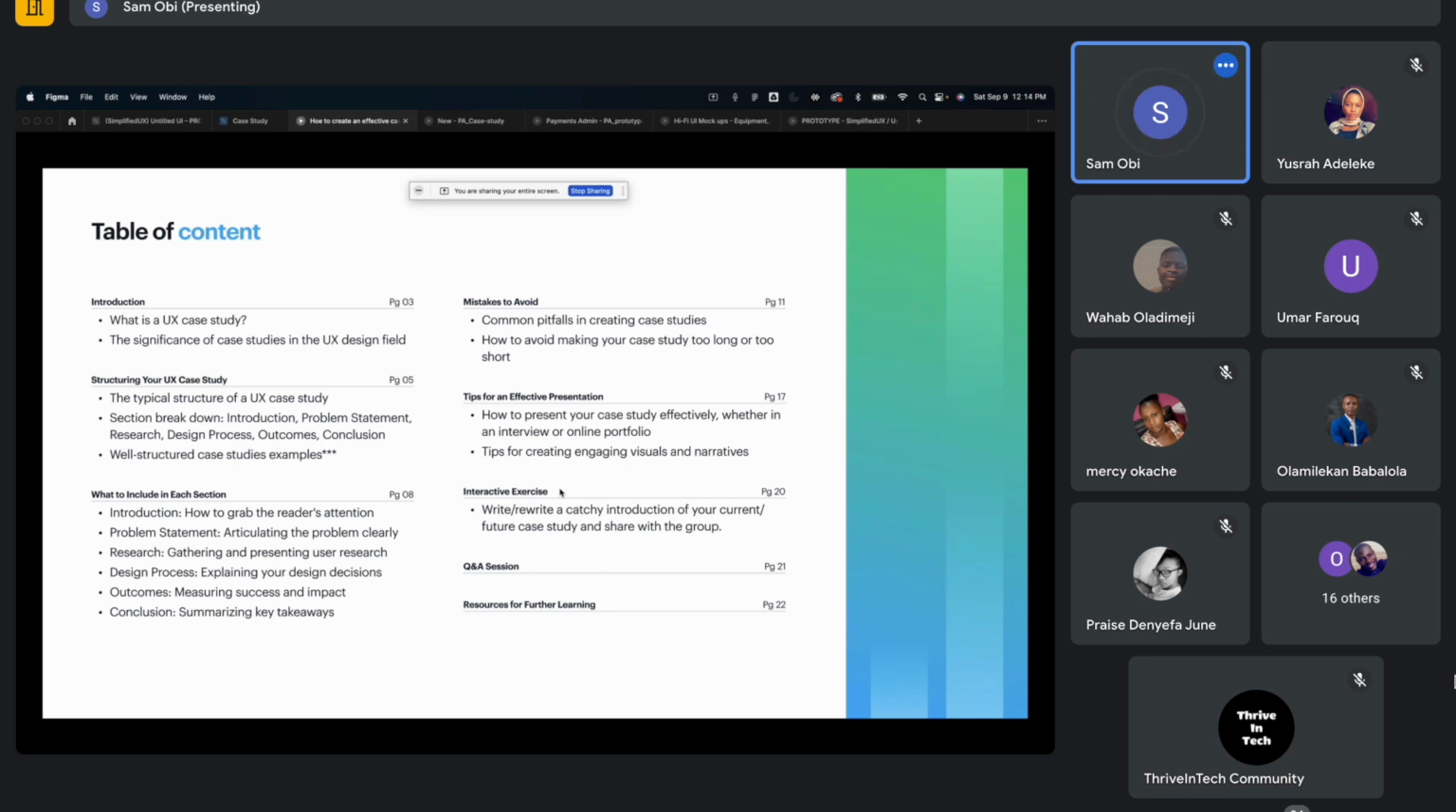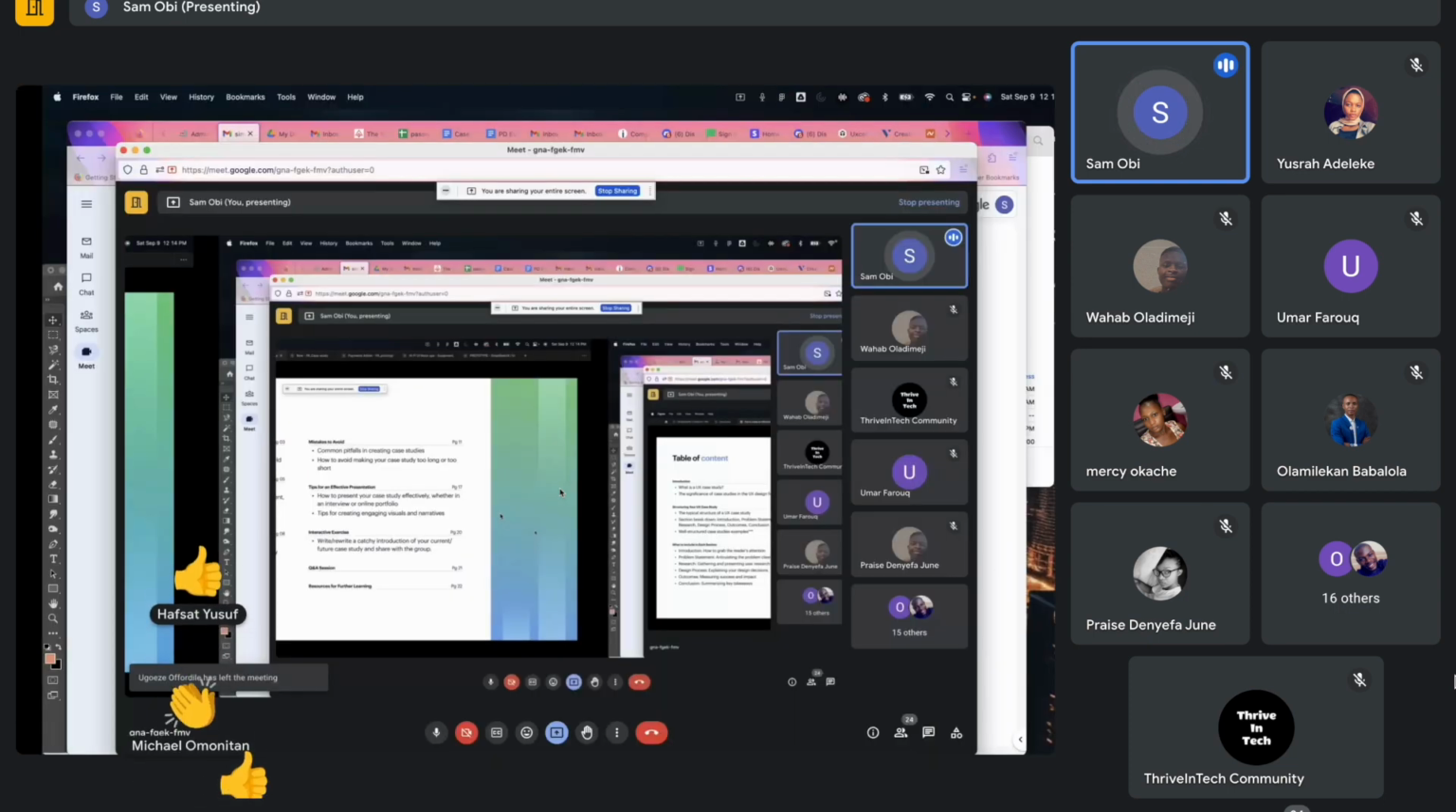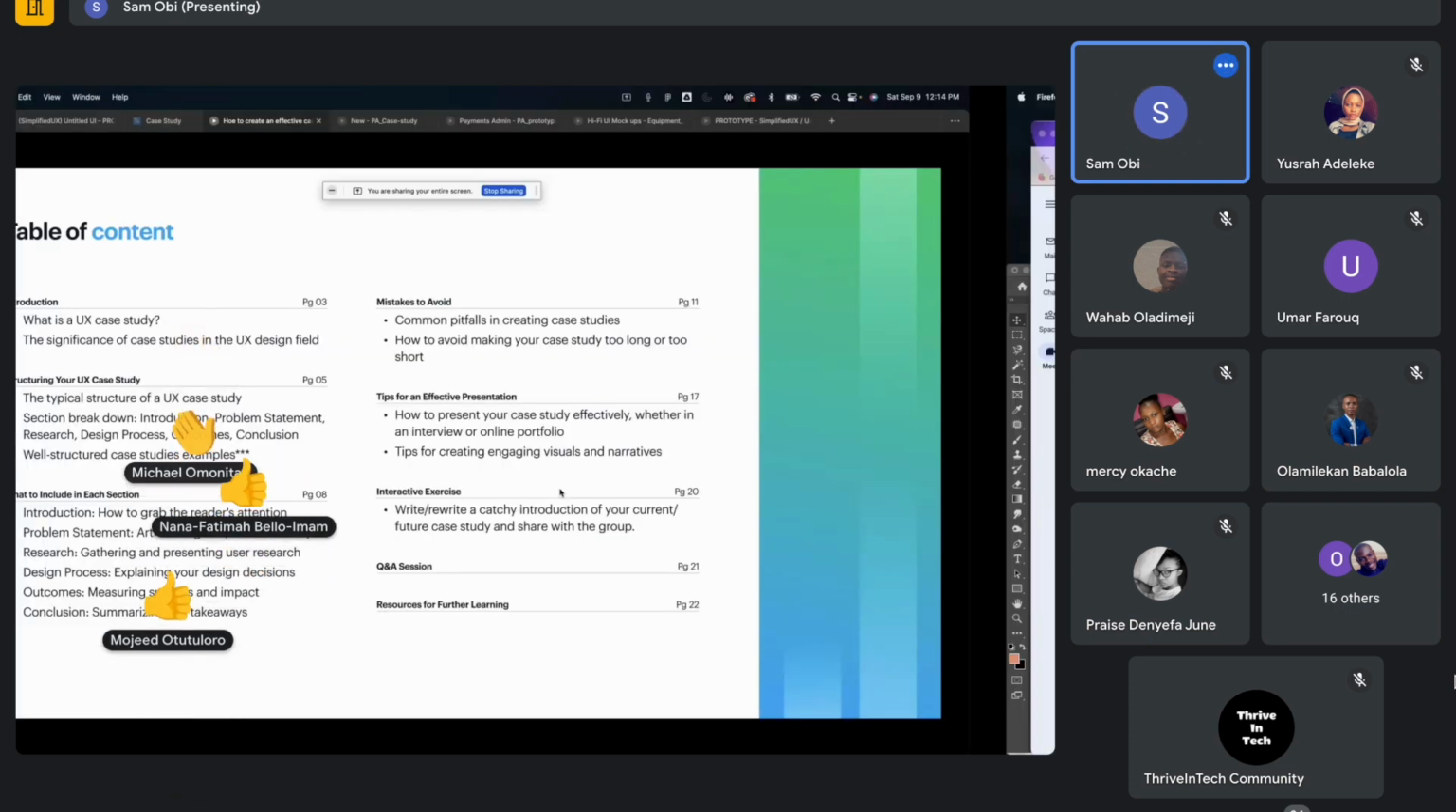Are we good? Let me see your emojis, because I'm going to have to slide through. Where are your emojis? Okay, awesome, people.